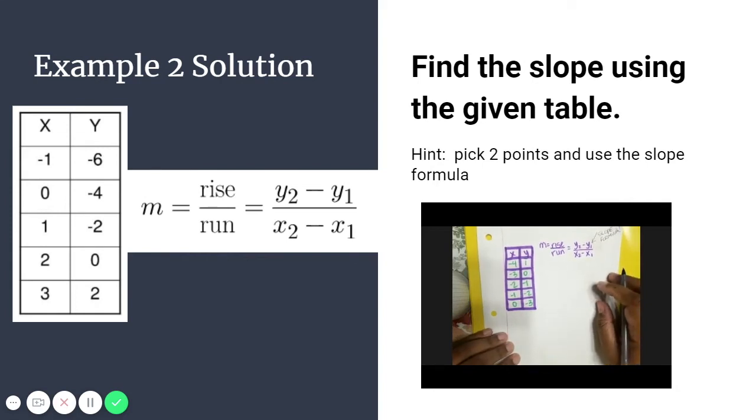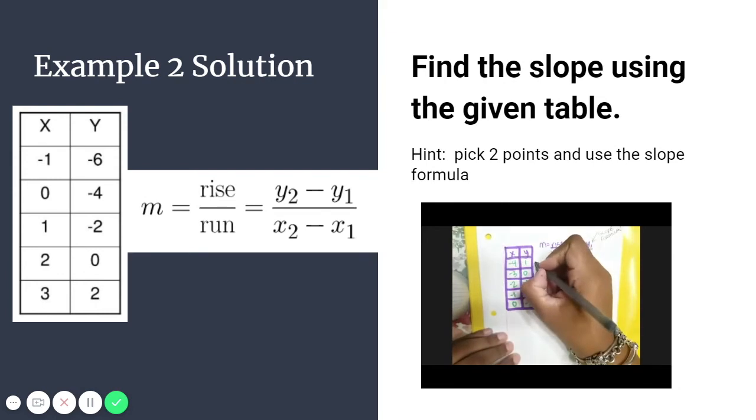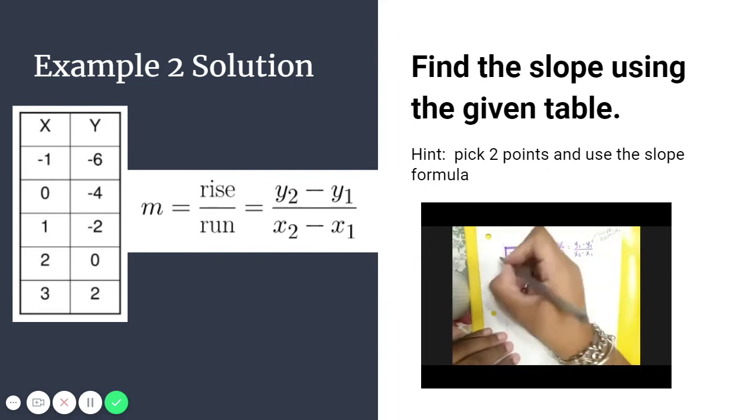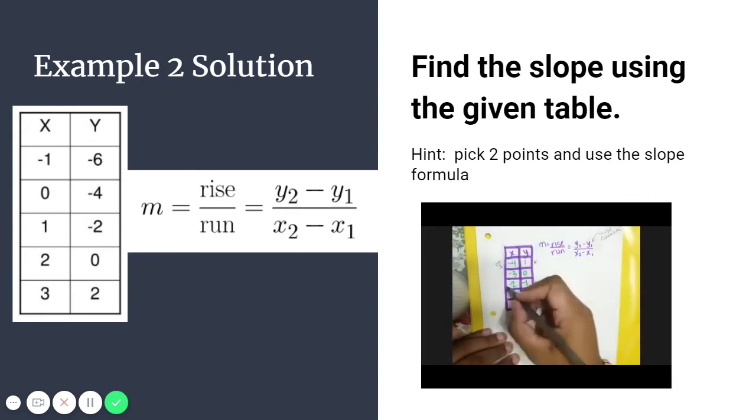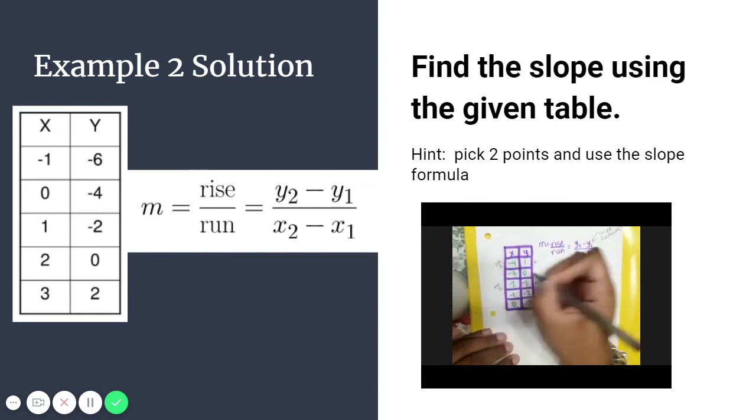Then we want to select 2 points from our table that we want to use in our slope formula so that we can calculate our slope. Remember, it doesn't matter which 2 points you use, whichever 2 points you like. I'm going to go with this point here and this point here. No particular reason why, those are just 2 I want to select. So this is going to be point number 1, and this is going to be point number 2.